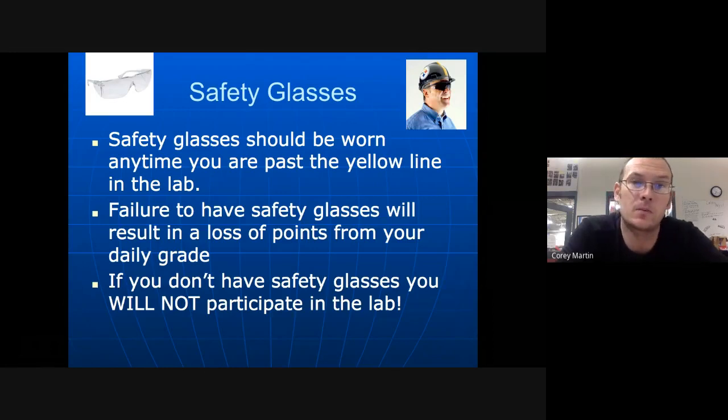So keep this in your locker with a lock. That way it's there for you every single time you need it. You don't have to worry about transporting it back and forth if you leave it in the building.